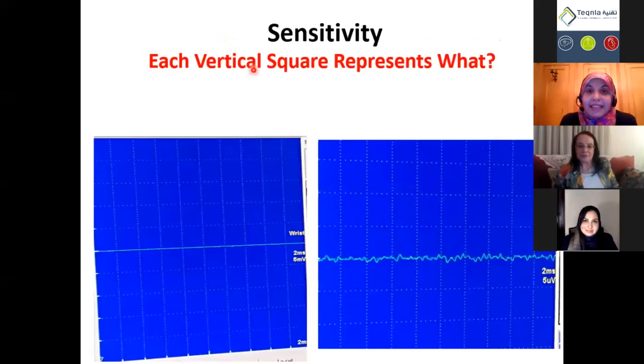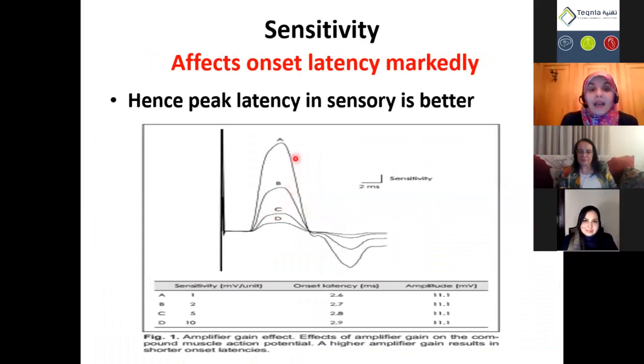This is the sensitivity, which means 5 millivolt means that every vertical square is 5 millivolt. And here it is 5 microvolt, which means that every vertical square is 5 microvolt. Of course, when we change this, we expect the potential to change. How? This is the same potential. It is just how you display it.